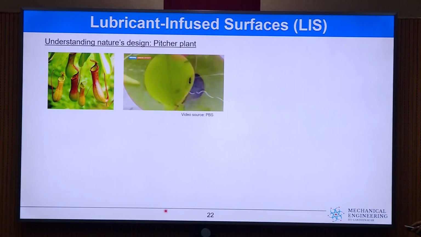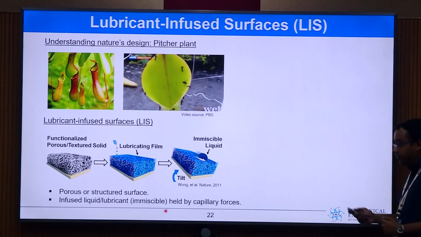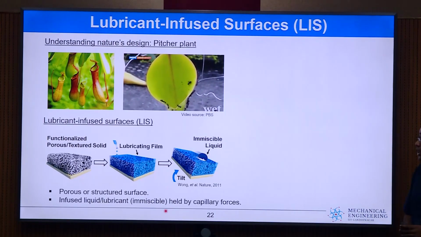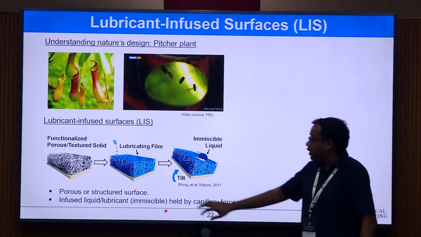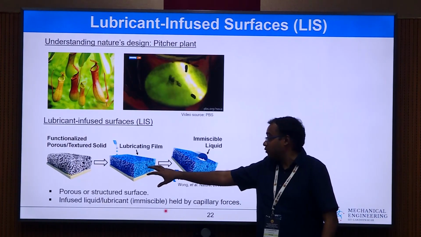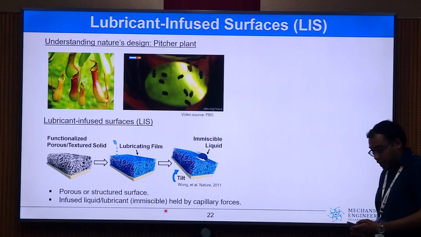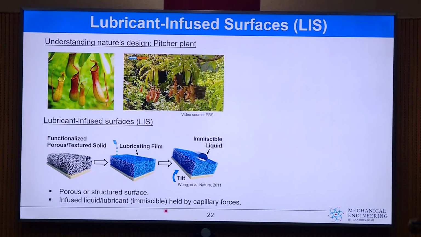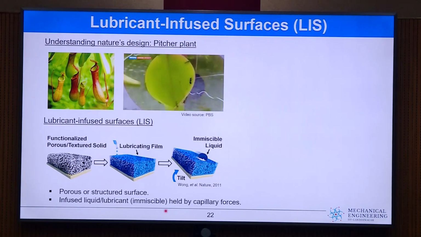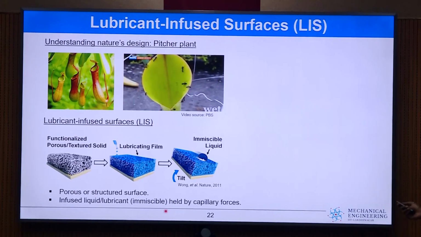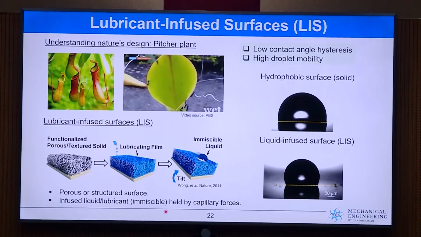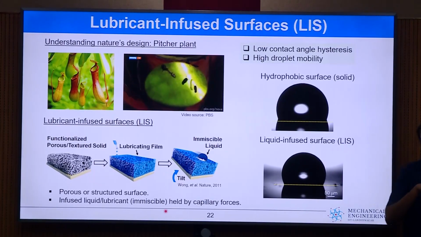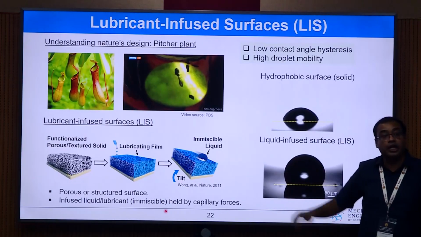Inspired by the pitcher plant, back in 2011, Professor Aizenberg's group at Harvard came up with liquid or lubricant infused surfaces. It is essentially a porous surface. It can be any surface with sufficient porosity, and then you have a liquid or lubricant which is infused, through dip coating or spin coating, and which stays confined within this porous structure because of the capillary forces. So now, instead of having an external foreign liquid droplet interacting with a solid, we have a liquid-liquid interaction.